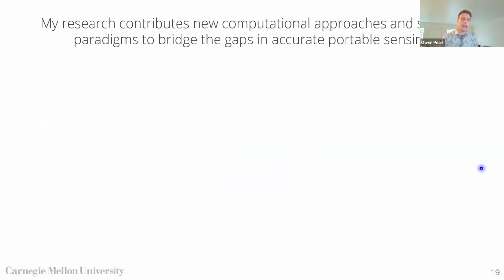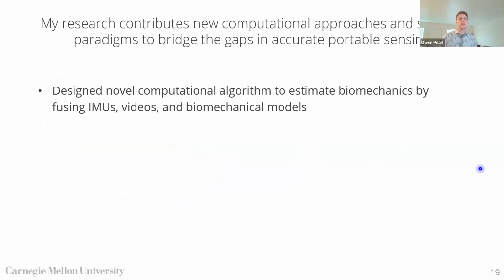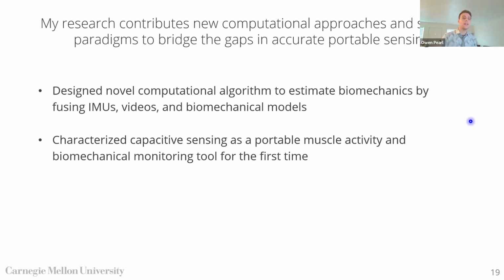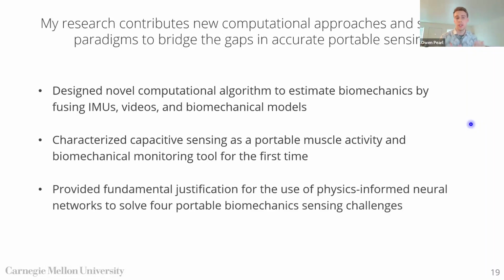So all the work that I'll talk about now in my thesis has been trying to contribute to bridging the gap in accurate portable sensing. And so we can get similar accuracy to in-lab approaches in the real world to try to inspire more widespread musculoskeletal well-being. And so I'm going to talk about three projects that I've worked on to do this. The first one is where I designed a novel computational algorithm to estimate biomechanics by fusing IMUs, videos, and biomechanical models. The second is a project where I characterized capacitive sensing as a portable muscle activity tool for the first time. And the third is a project that looks into physics-informed machine learning and how we can apply that to specific ongoing portable biomechanics sensing challenges.